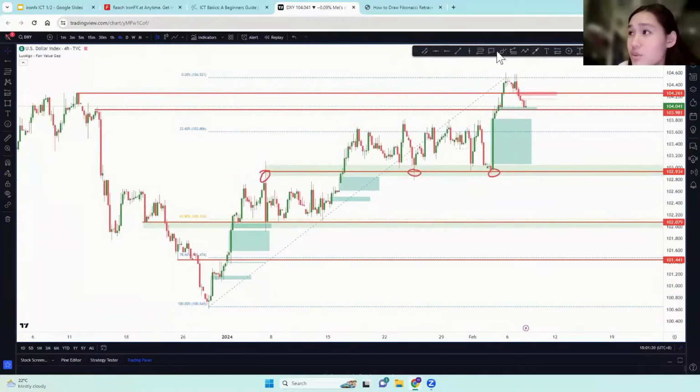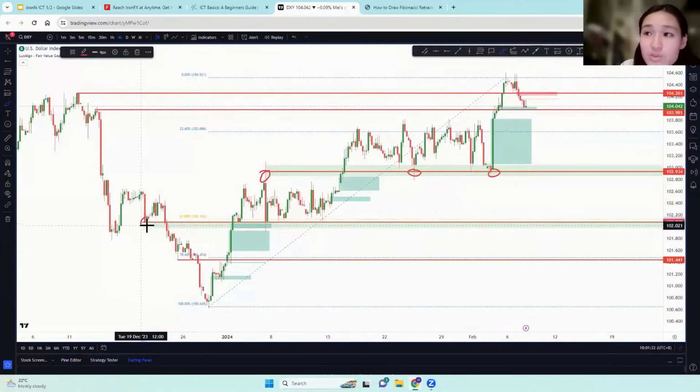This 61.8 is a pretty significant level here, because we have one swing low, 2, 3, and 4 levels that are lining up. So we can expect price to be attracted to that area again and then bounce off of it.